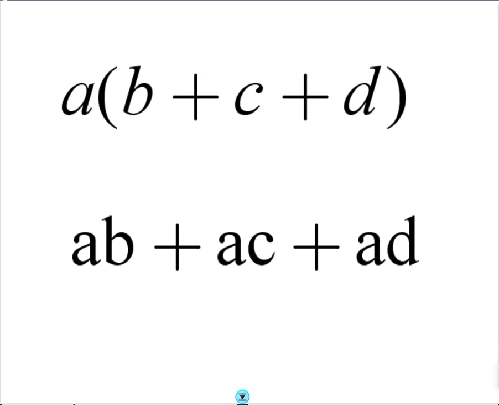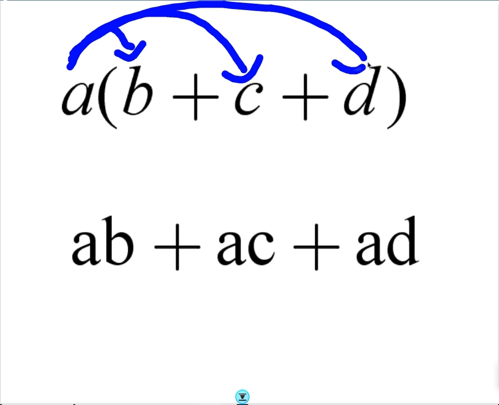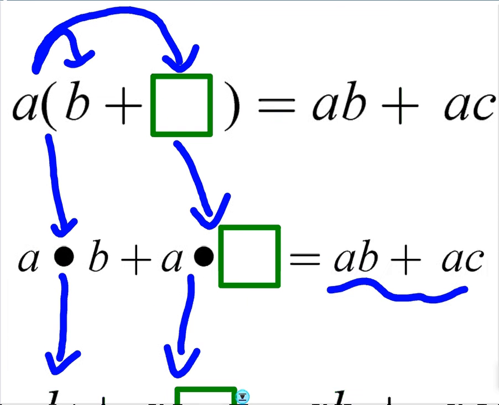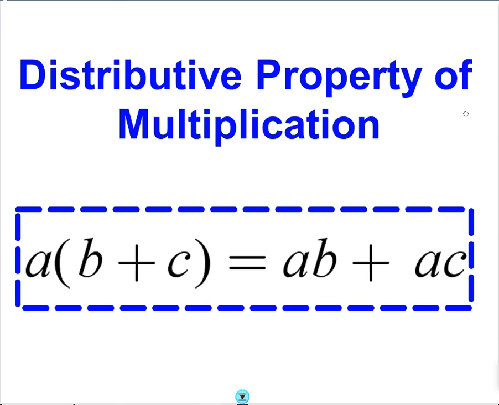I wanted to show you real quick that you can actually distribute however many times you want. Okay, you could do it 50 times. So a times b is ab, a times c is ac, a times d is ad, and so on and so forth. You could do it 50, 100, a million times. It doesn't have to just be 2. So in a nutshell, that's the distributive property of multiplication. If you have any questions, I'd be happy to answer it for you.